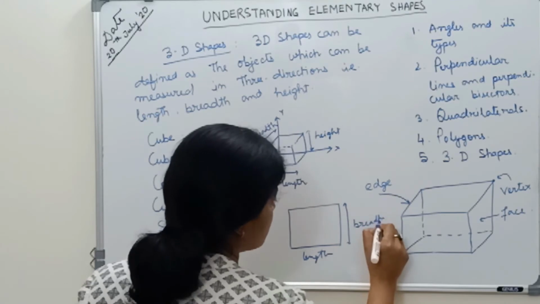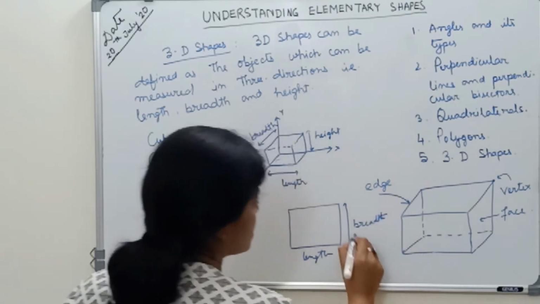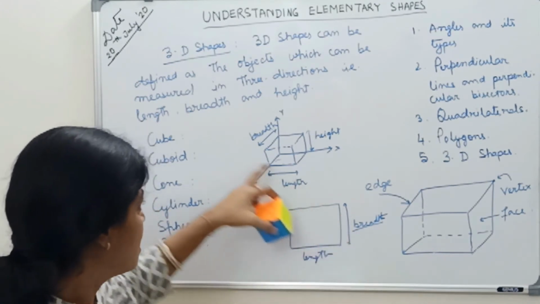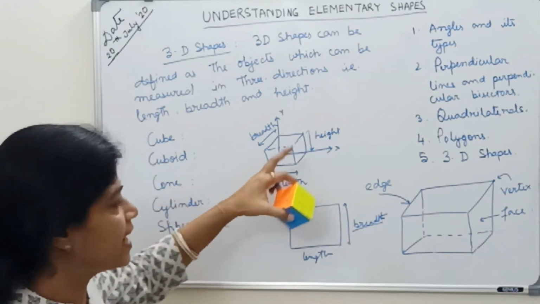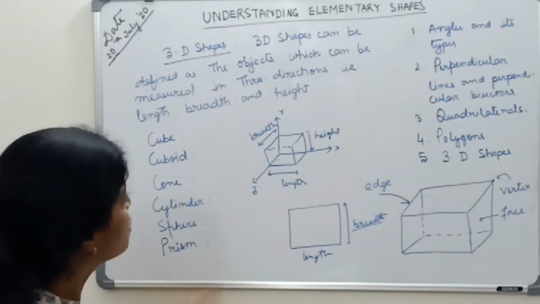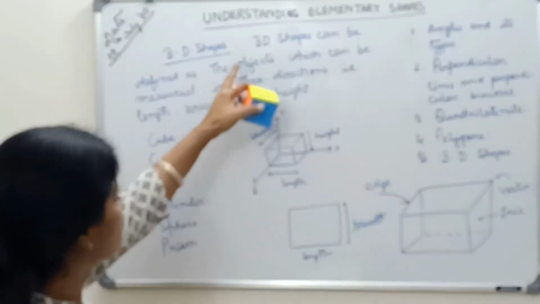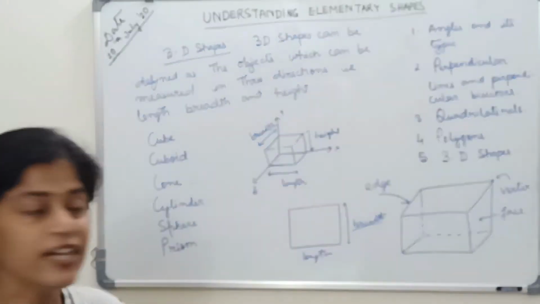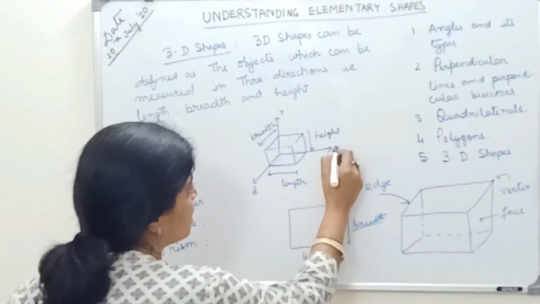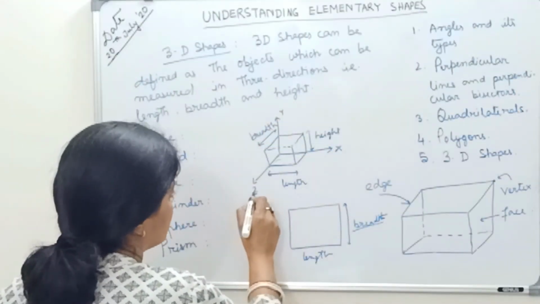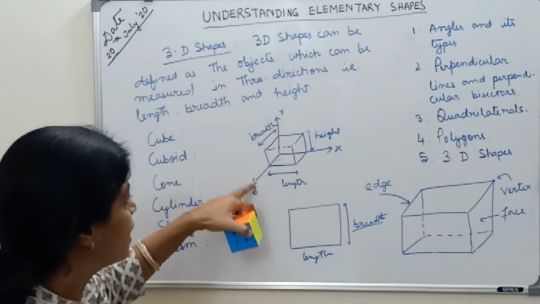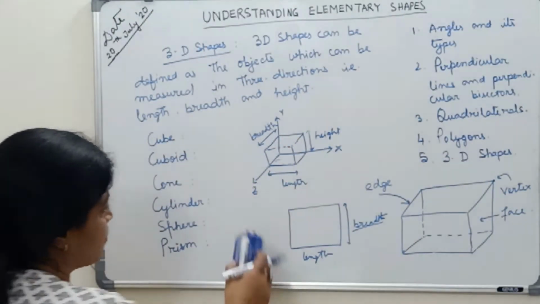This is two-dimensional, meaning only length and breadth are there. But if length, breadth, and height are there, then this is three-dimensional. So a 3D shape can be defined as an object which can be measured in three directions. So this is one direction, x direction, then y direction, and this is z direction. So this shape is called a 3D shape.